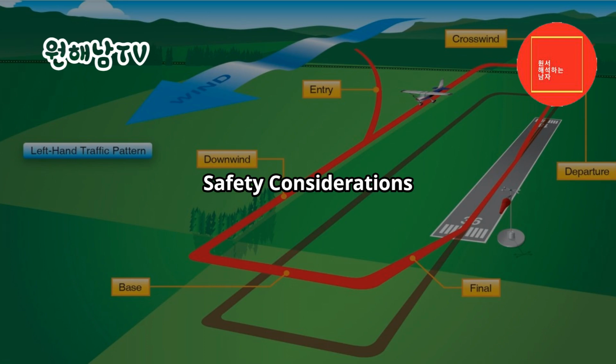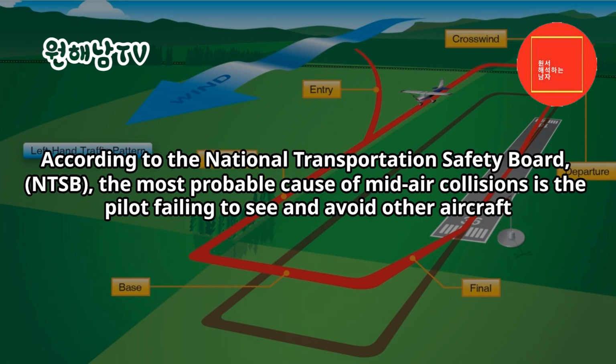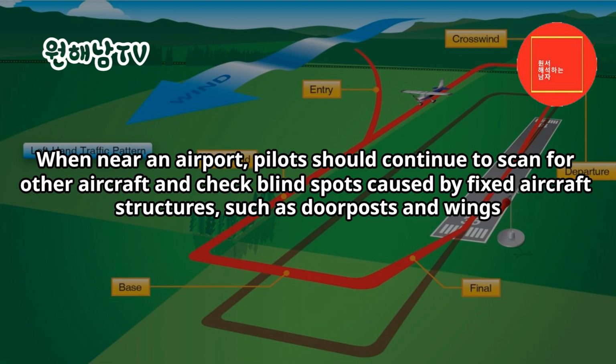Safety considerations. According to the National Transportation Safety Board, NTSB, the most probable cause of mid-air collisions is the pilot failing to see and avoid other aircraft. When near an airport, pilots should continue to scan for other aircraft and check blind spots caused by fixed aircraft structures, such as doorposts and wings.